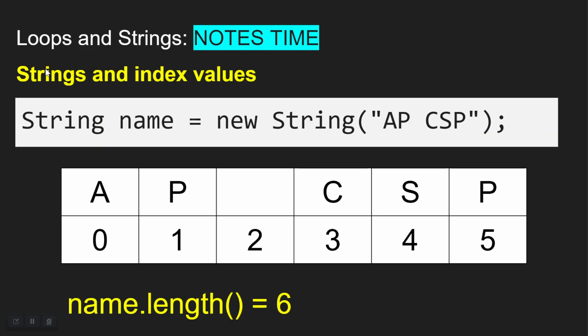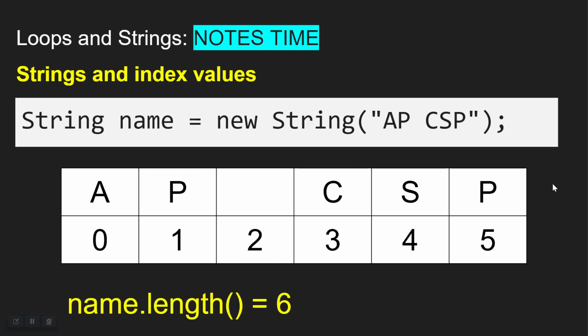So remember that strings have their own index values. Here we have a string object called name being instantiated, and it's got AP CSP in there. So what that means is your string is AP space CSP, and our index values range from 0 all the way up to 5. But of course, if I called the method name.length, that would return 6, because we've got 6 characters in here.